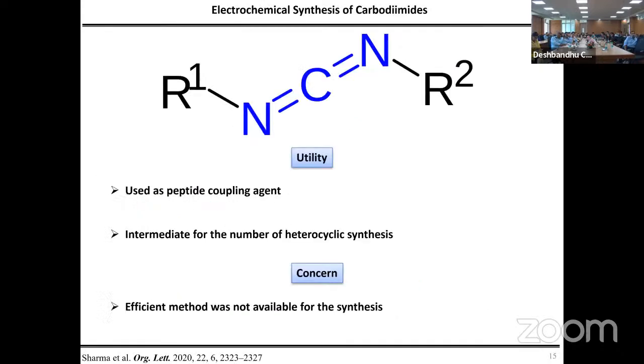But the first molecule in which we became interested is carbodiimides. These are well-known peptide coupling agents, in terms of EDC and DCC. And when we scoured the literature, we found there was no efficient method available for the synthesis of these carbodiimides.